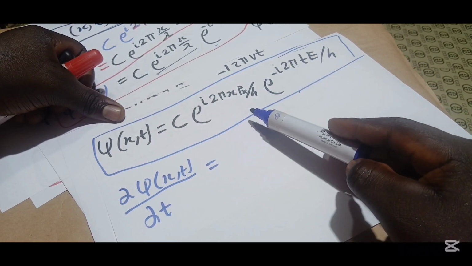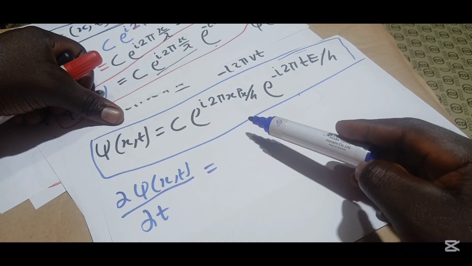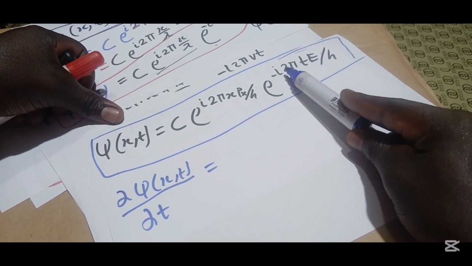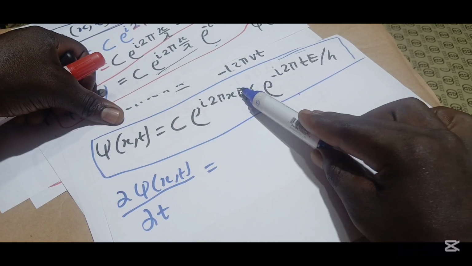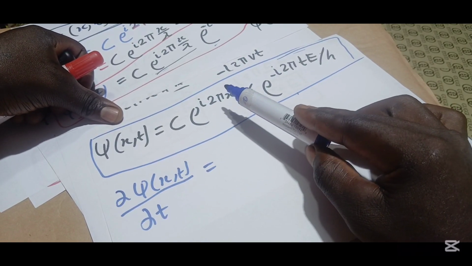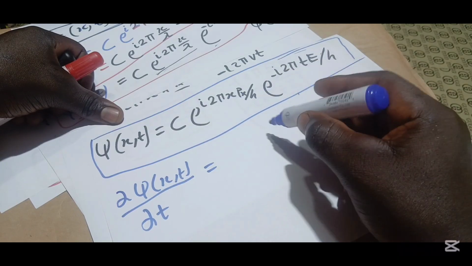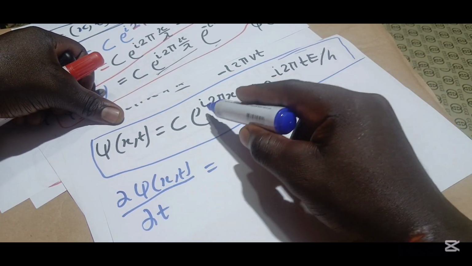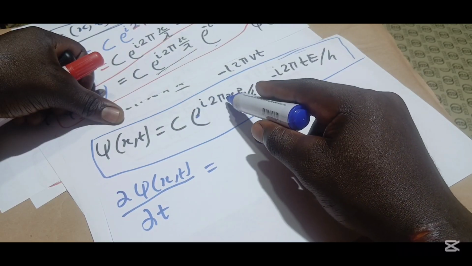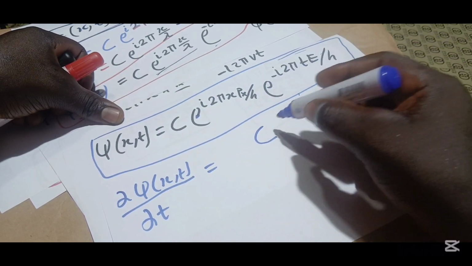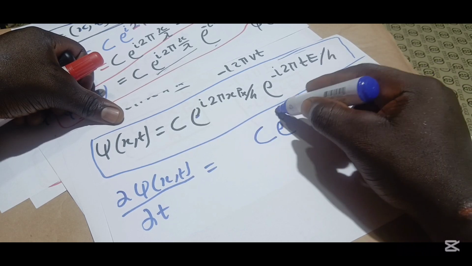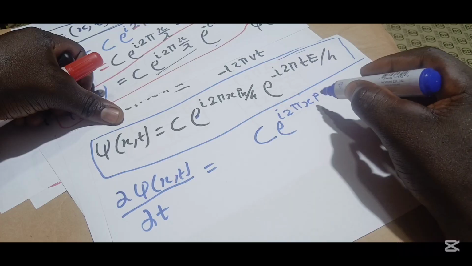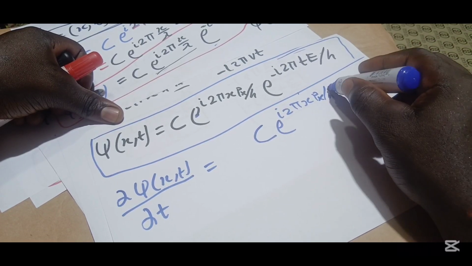Well, we are going to look at where we have our time variable, because that is basically what we are going to do here. So this is where we have our time variable. Here we don't have any time variable, right? So we can just write the same thing. C, we don't have the time variable here on this e to the power i 2 pi x p_x over h. So we just write it as it is: i 2 pi x p_x over h.